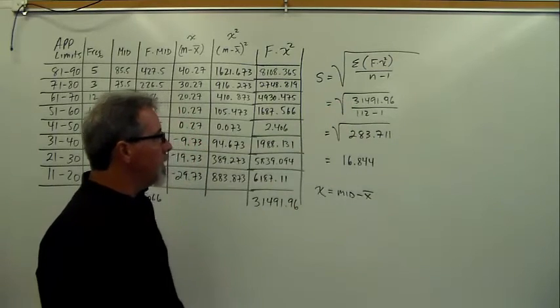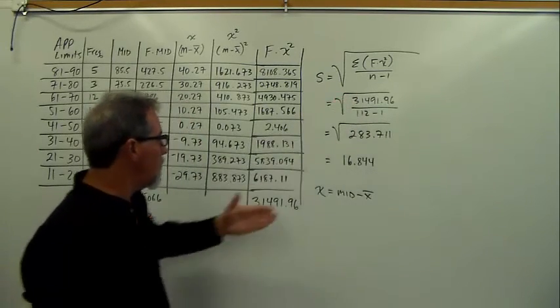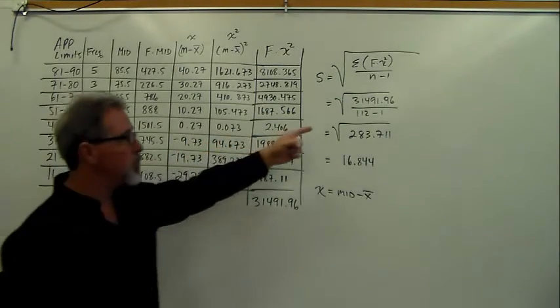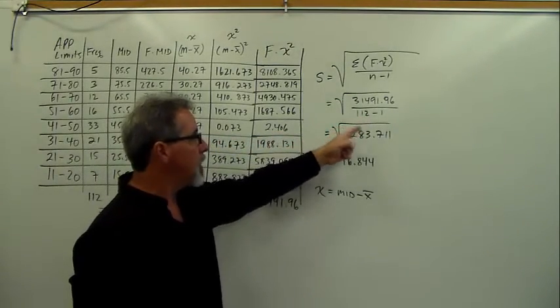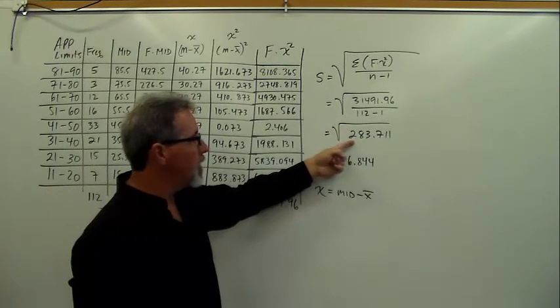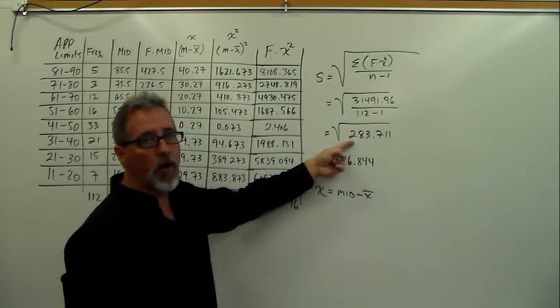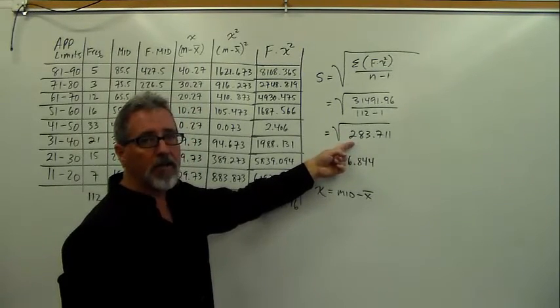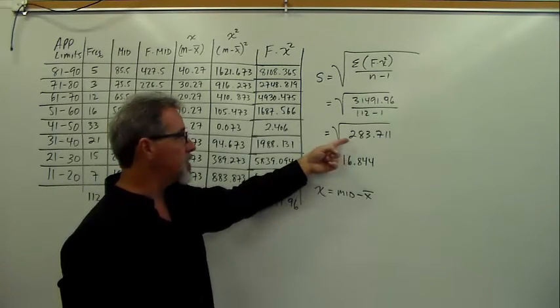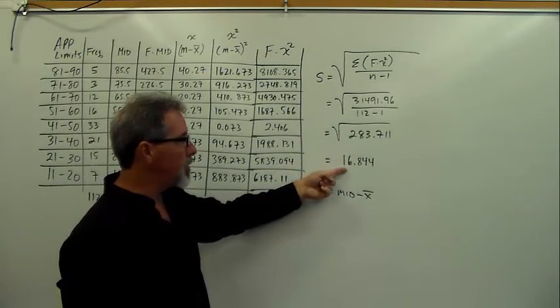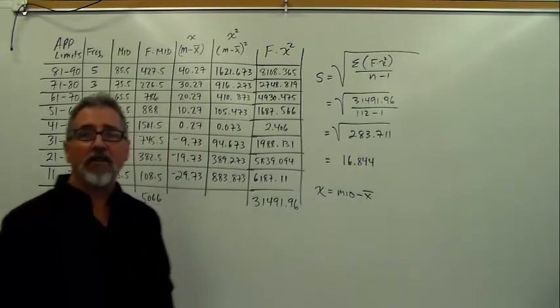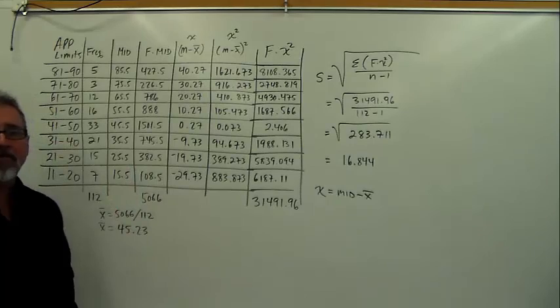You plug that right in there. And then it says n minus 1. N is our total frequency at 112. 112 minus 1 is 111. We take this, divided by 111, we get 283.711, which is our variance. Again, if I asked you just for variance of this data, you would stop right here, this would be the answer. But if I asked for standard deviation, you square root that number, and you get 16.844. That is the standard deviation of this group frequency problem.